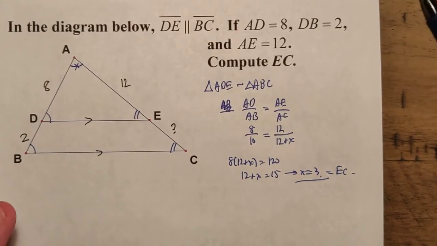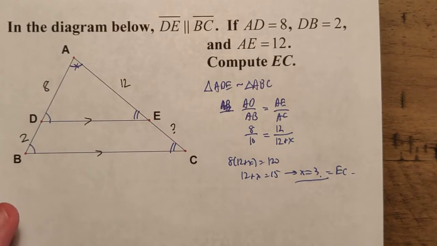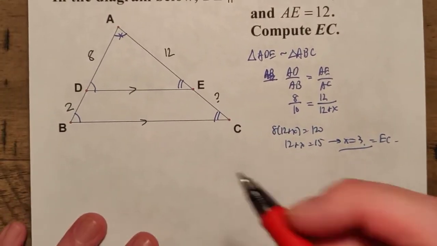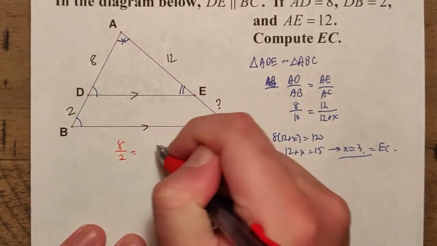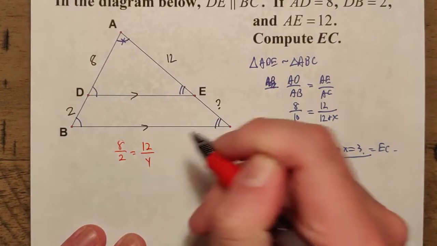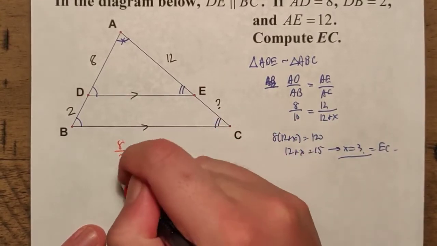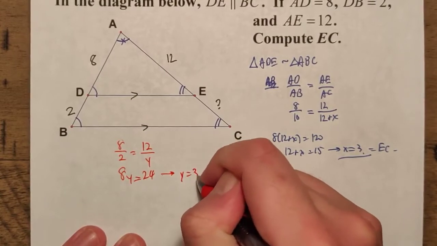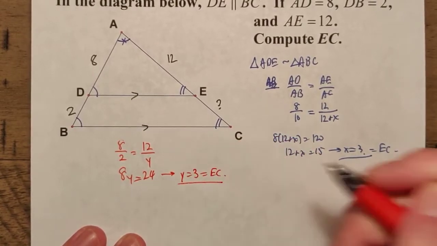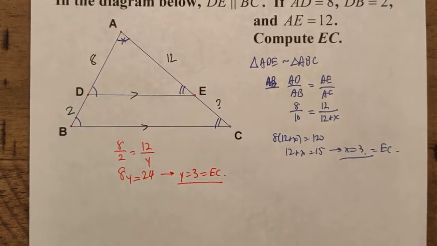But wait, you may exclaim, there's another way to do this. Shouldn't we be able to write this? Some of you may have also considered this: 8 over 2 equals 12 over y, where y is equal to EC. You get 8y equals 24, and therefore y equals 3, which is EC. Hey, that seems to work too. So notice that we have 2 different solutions for this.